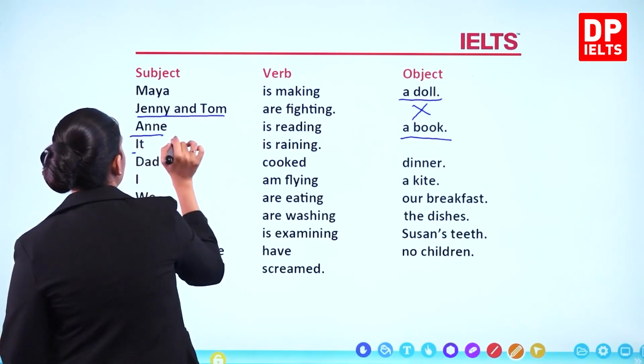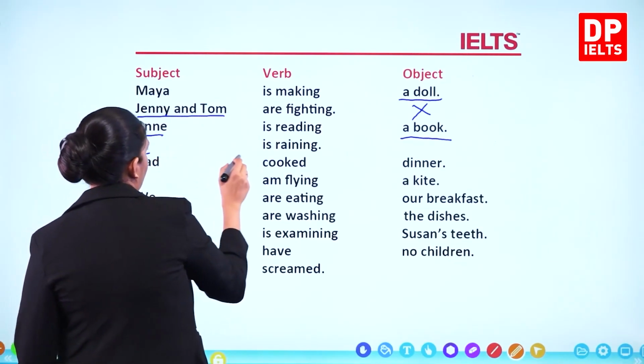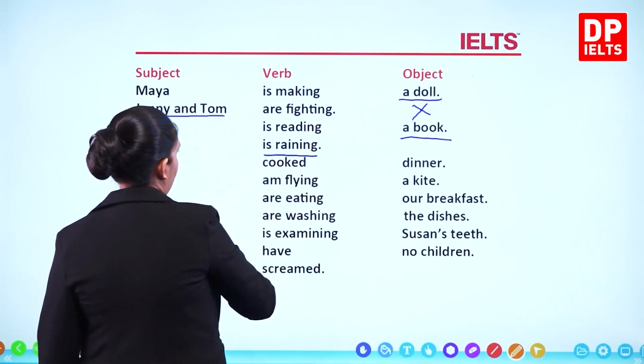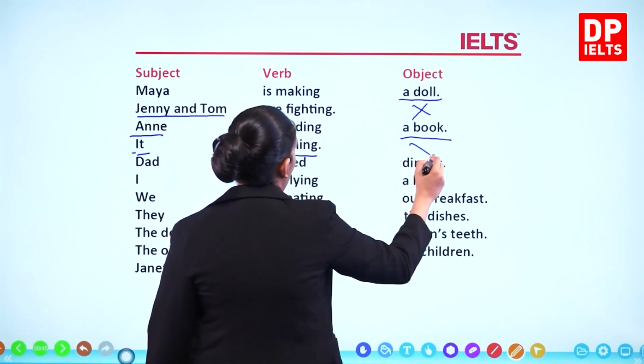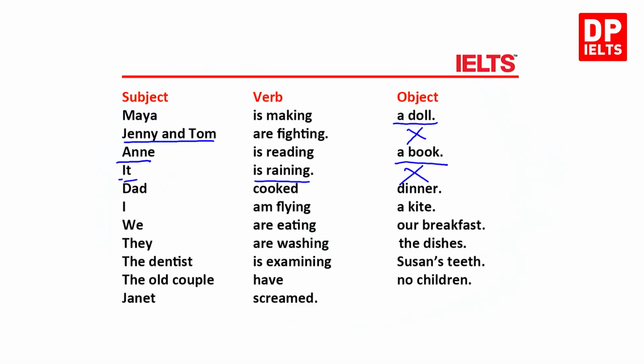What is raining? It is raining. So raining is the verb. There is no object. It is raining. அடுத்த சென்டென்ஸ் subject it. என்ன செயல்? raining. So it's raining. இதுல எதுவும் ஆப்ஜெக்ட் இருக்கா? இல்ல இந்த செயல் யாருக்கு செய்யப்படுகின்றது என்பது தொடர்பாக எதுவும் இன்ஃபர்மேஷன் இருக்கா? நோ. ஸோ இந்த சென்டென்ஸ்ல நோ ஆப்ஜெக்ட்.